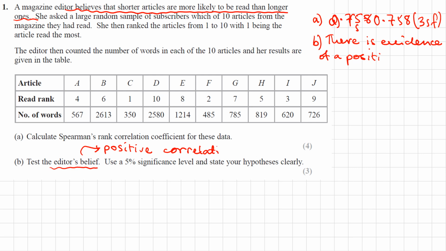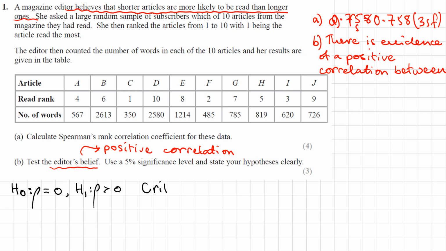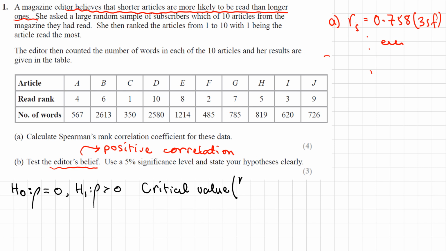Now, because we know it's a positive correlation, we can now write H0 and H1. So H0, remember this is always a test for zero correlation. So H0 is rho is equal to 0, and H1, because it's a positive correlation, rho is going to be greater than 0. We now need to find our critical value, and we can use the formula book. Now for our critical value, n is going to be 10 because that is the number of rankings that we have, and the significance level is 5%.